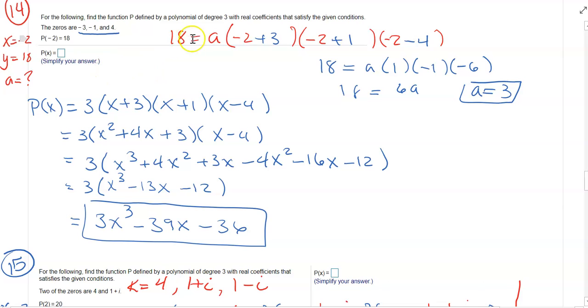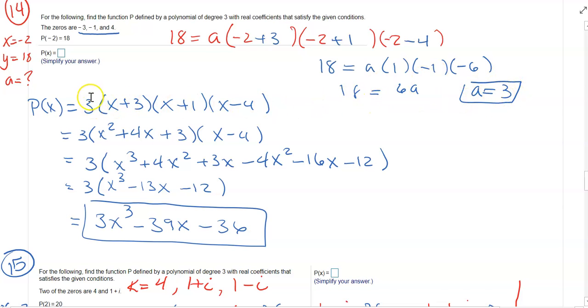Here we have to look for our value of a. Up there it told us our leading coefficient was 1, so we have to find this value. So we're given all of our zeros here: negative 3, negative 1, and 4. So that means my factors are plus 3, plus 1, and minus 4. I am told that when I plug in x as negative 2, my y value is 18. So that's where this 18 comes from, and this is where this negative 2 comes from. I use this to solve and find out what my a value is.